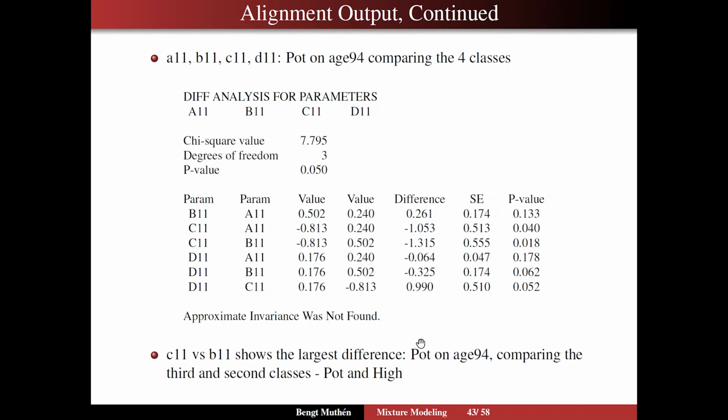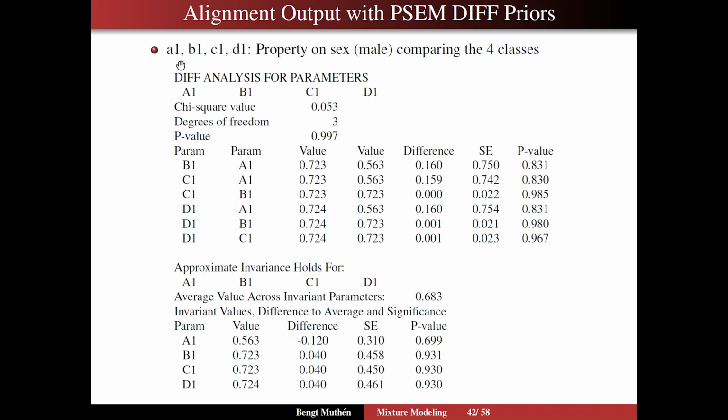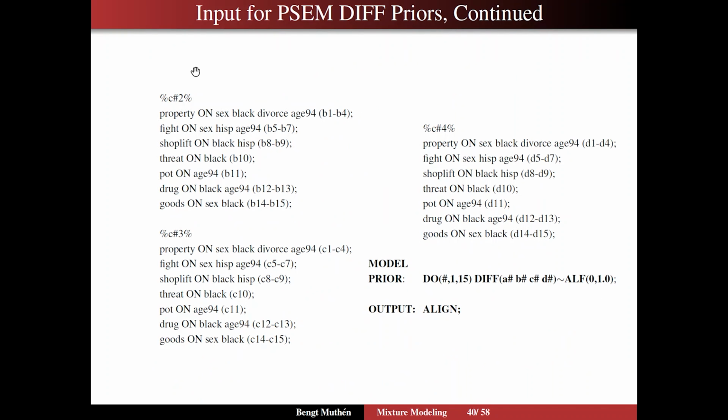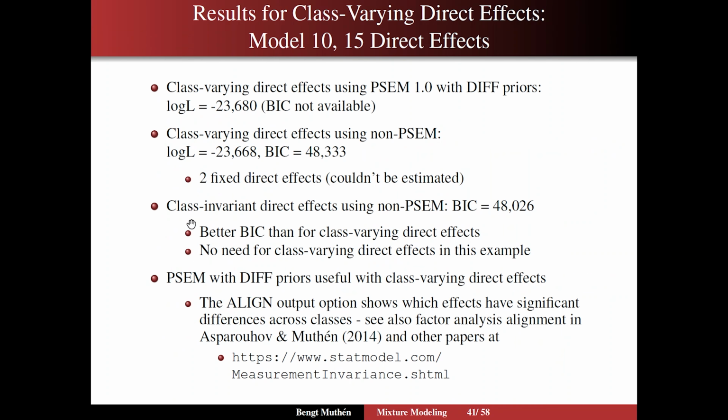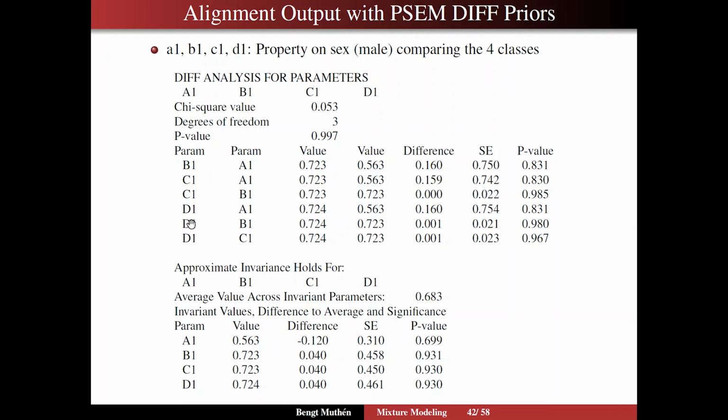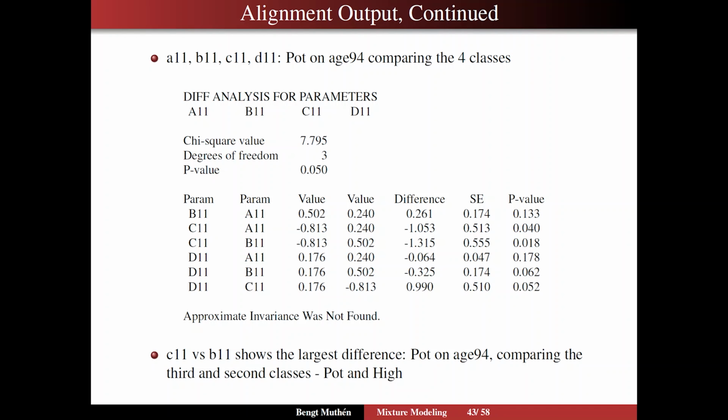Slide 43 then. Again, letters are classes. We're comparing the four classes. And the number 11, let's go back to slide 40 here. Number 11, that's pot on H94. And we're going to compare that across all of the classes. Back to slide 43 rather. So we're talking about pot on H94 comparing the four classes.